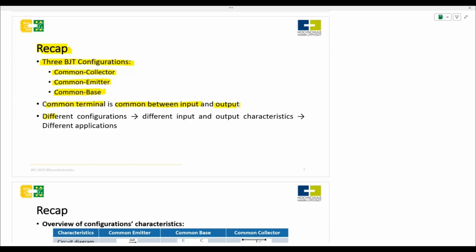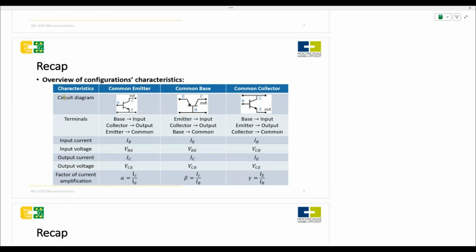So we mentioned before the different configurations. There are different input and output characteristics, and of course different applications. If you remember, we did a lot of configurations, and each configuration has its own characteristics. So let's talk about these configurations and their characteristics. The configuration could be a common emitter, common base, or a common collector.